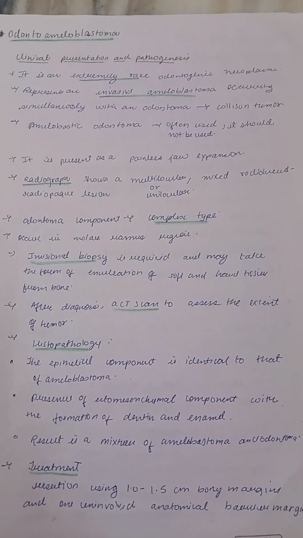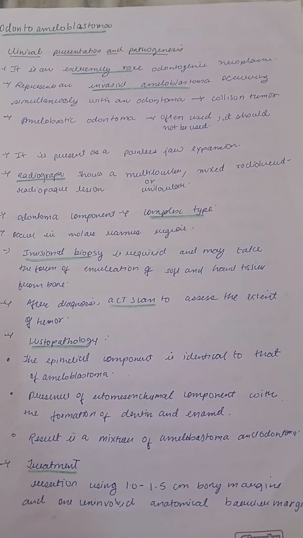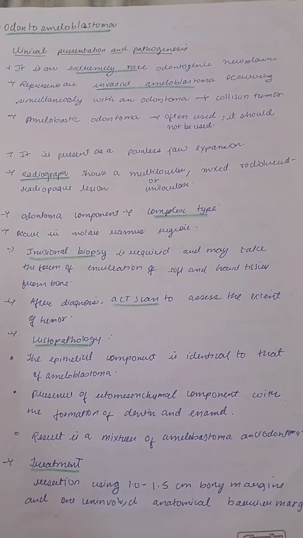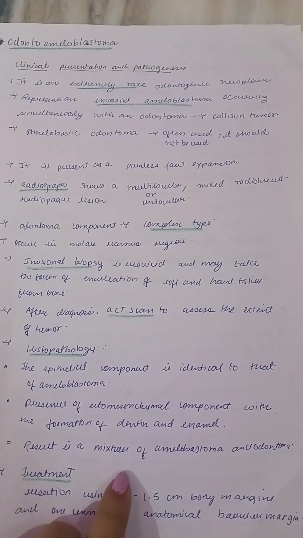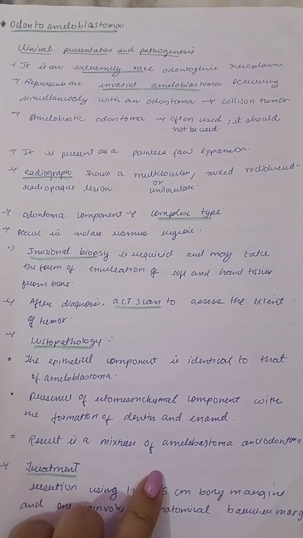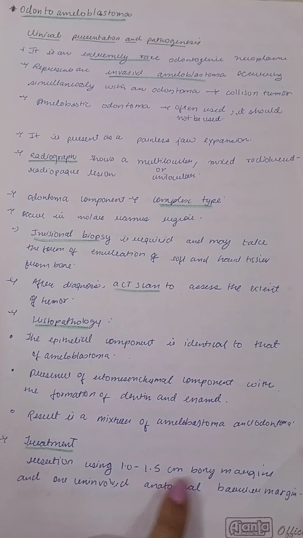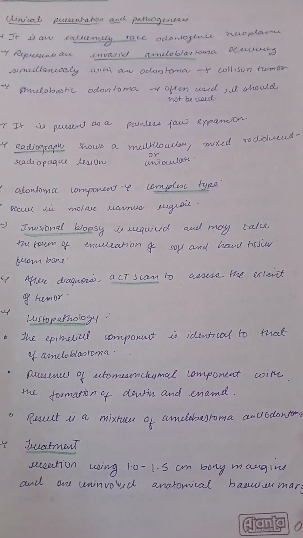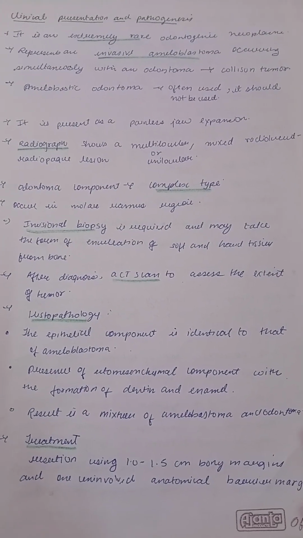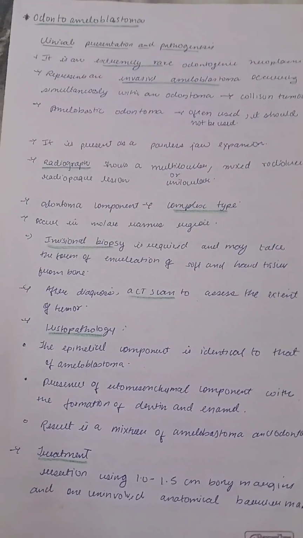Histopathologically, the epithelial component is identical to that of ameloblastoma, and there is the presence of an ectomesenchymal component with the formation of dentine and enamel. This represents odontoma. So it is a mixture of ameloblastoma and odontoma. What is the treatment? Treatment is resection using a 1 to 1.5 centimeter bony margin and one uninvolved anatomical barrier margin. Okay, this is all about odontoameloblastoma.